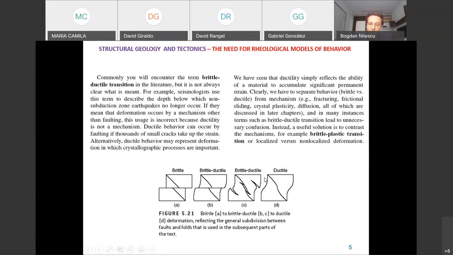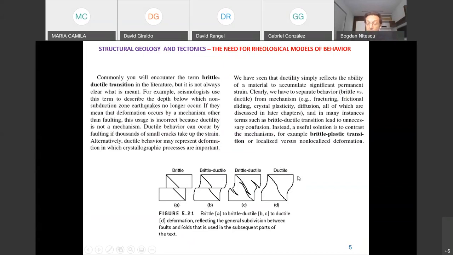But when you look at this end term, the deformation here is very clear. The deformation happened only along this fracture, it is very localized along the fracture. And it became a fault because there was movement along the fracture. So the deformation here is very localized in the brittle behavior.